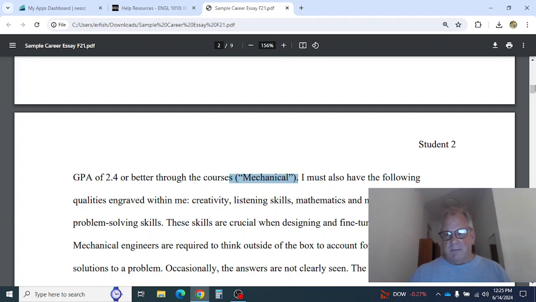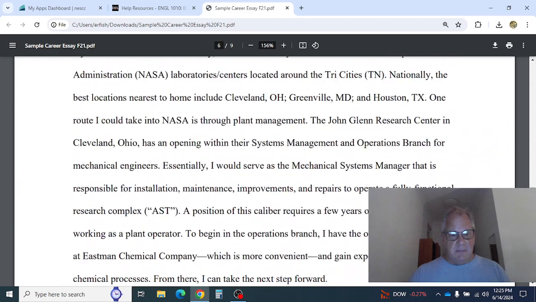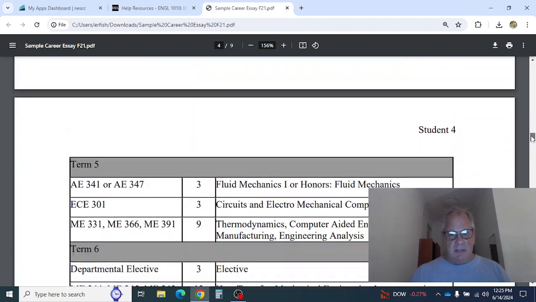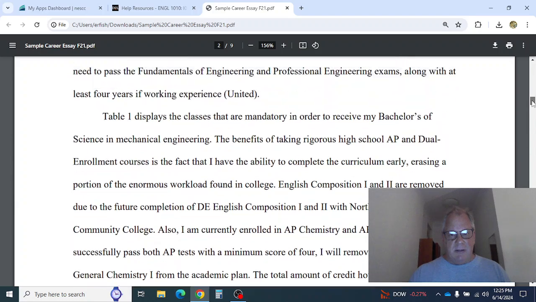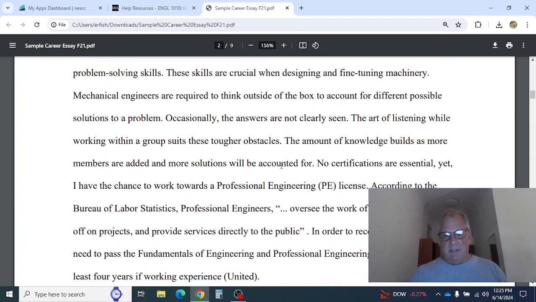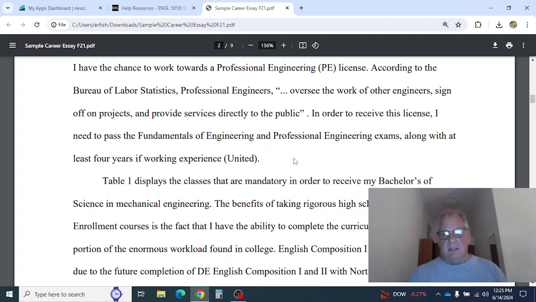That should match the first word on the works cited page, which is mechanical, right here from the University of Tennessee. And you'll start noticing how that MLA formatting works within this essay. And then he's given information about what you have to do to get that degree. Then he's going to start talking about licensing.